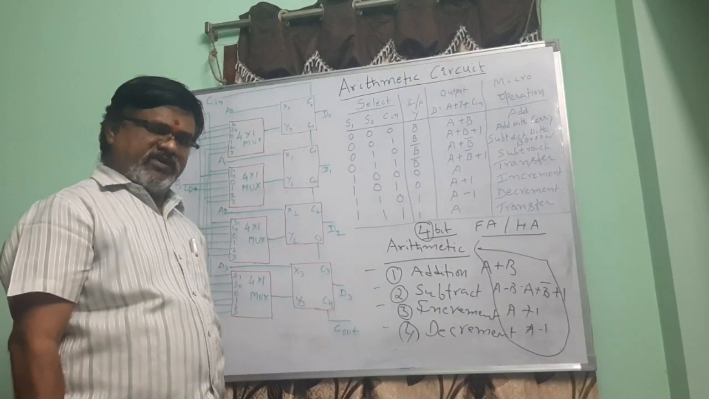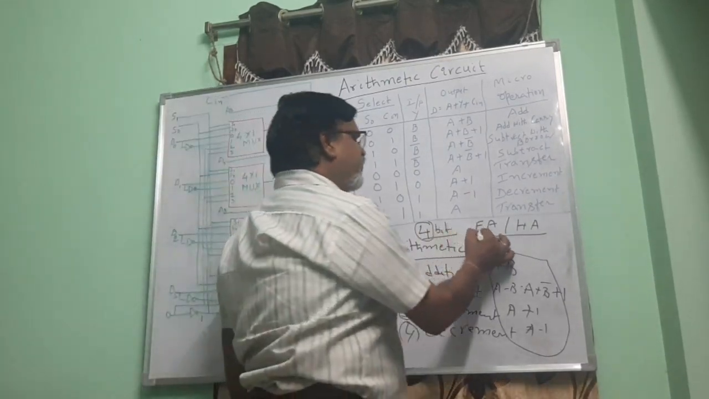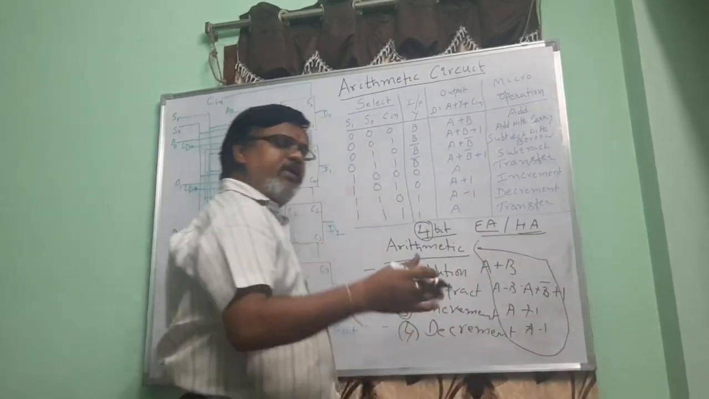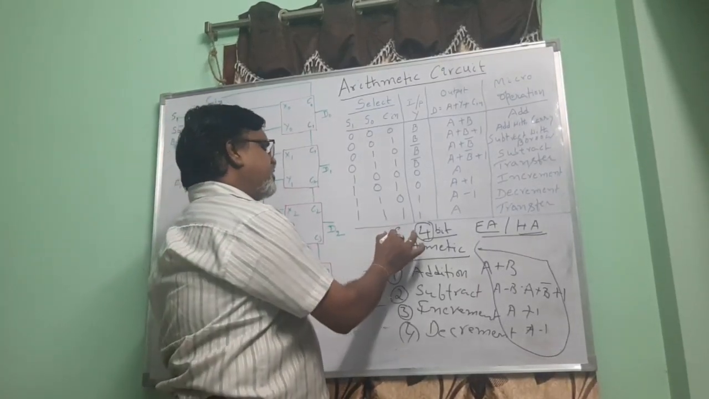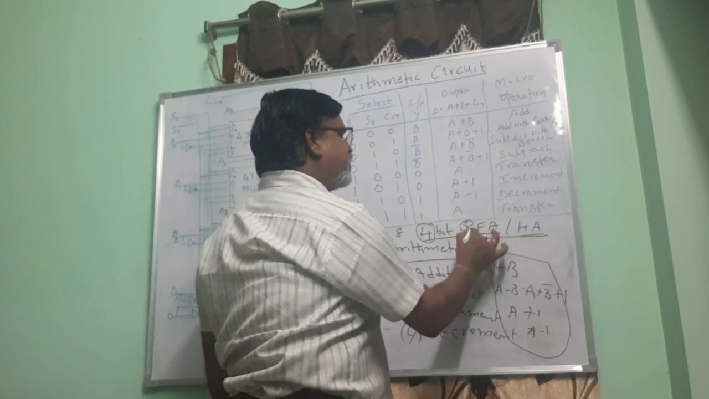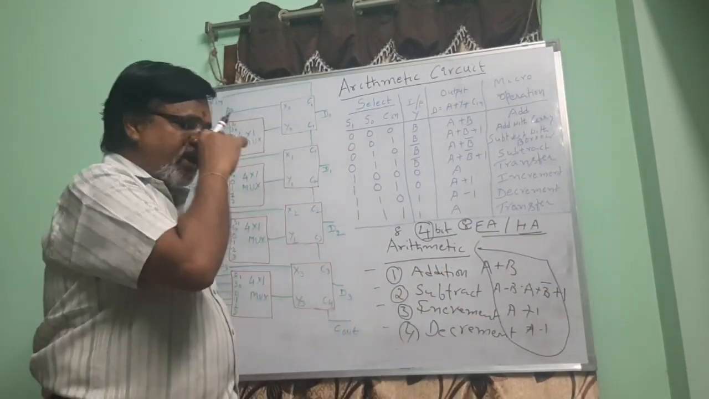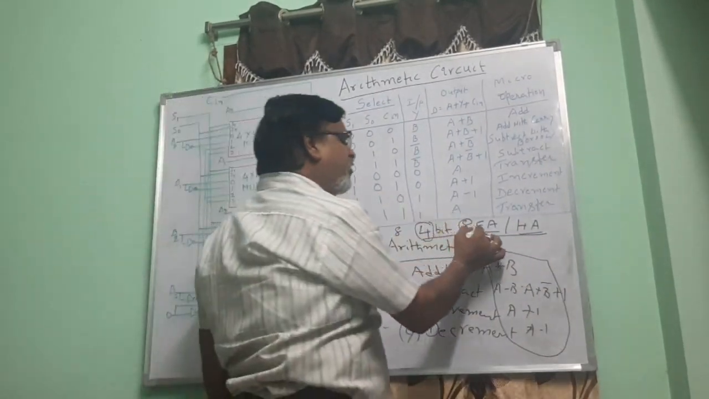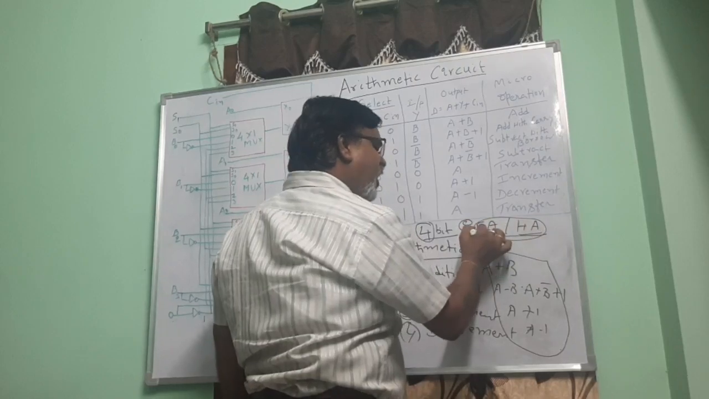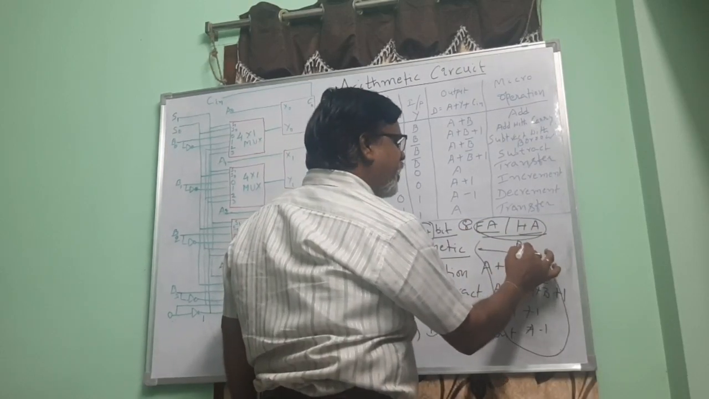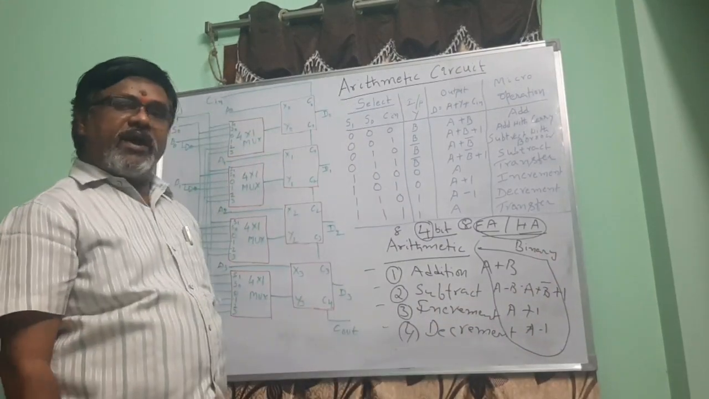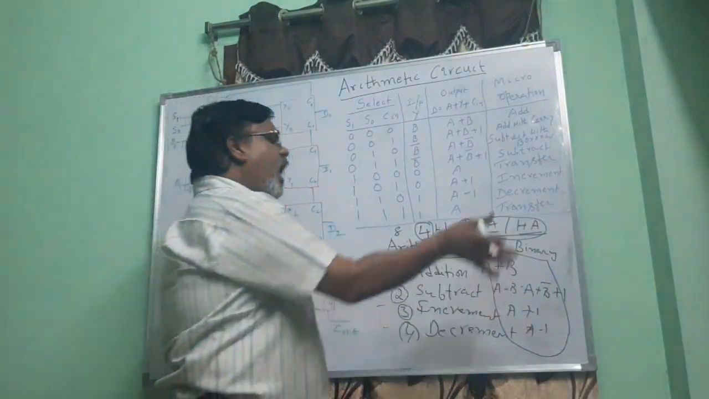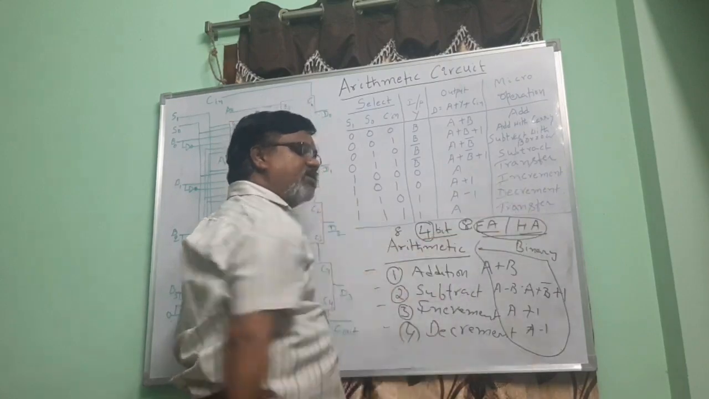The number of full adders or half adders may be incremented. If our register is of 8-bit size, we need to use 8 full adders or 8 half adders, like that. And a combination of these full adders or half adders is called a binary adder, binary subtractor, binary incrementer, binary decrementer, based on the operation that these adders are performing.